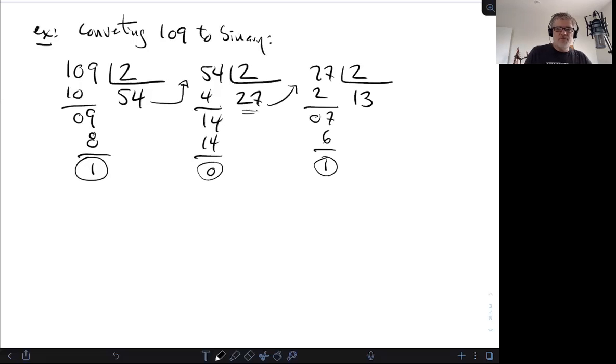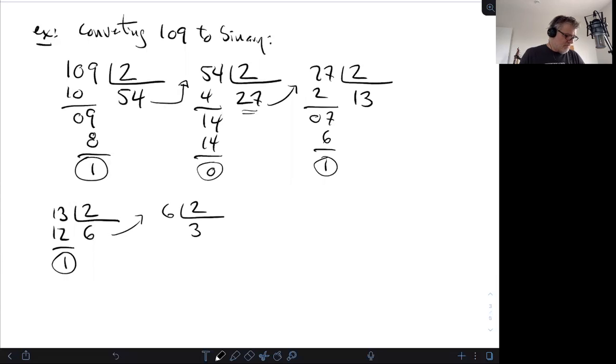Again, the numbers are small, so you can do this very quickly. So I repeat with the 13 now. 13 divided by 2. I'm going to skip a few steps here. Obviously, 2 times 6 is 12. I get a remainder of 1. Hopefully that's okay for everybody. And then I repeat with the 6 divided by 2. 2 times 3 is 6. Remainder of 0. The 3 divided by 2.